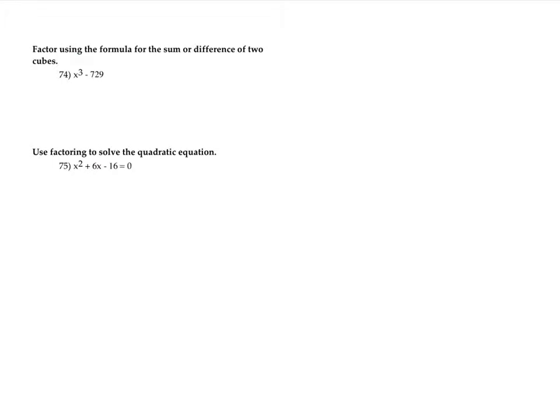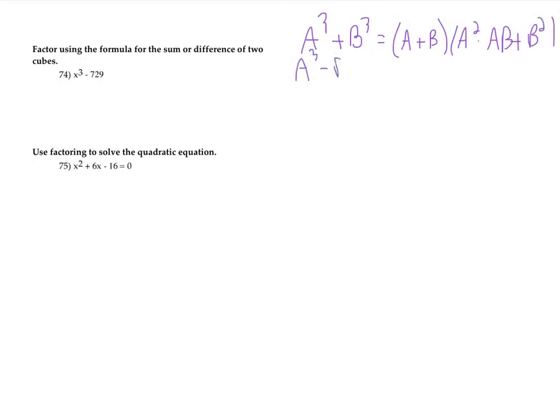Whoo doggy, we got these last two problems left here. 74 has a formula, and there's two of these formulas, so I'll write them both. It depends on if there's a plus sign or a minus sign in the middle as to which one we use. This is a plus sign in the middle, so we actually want this next one. A cubed minus b cubed equals a minus b times a squared plus ab plus b squared. And here's how this works.